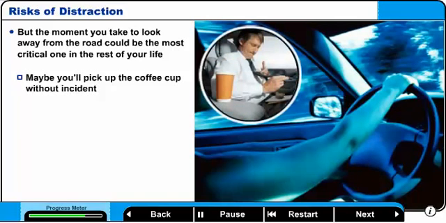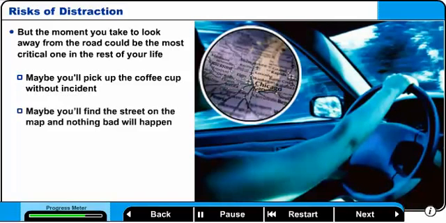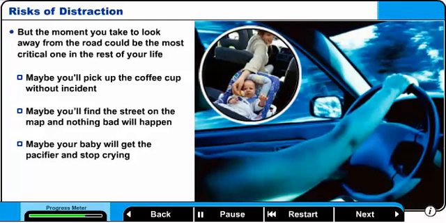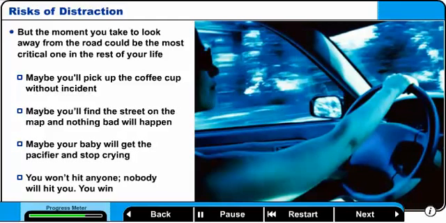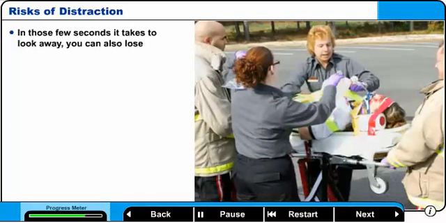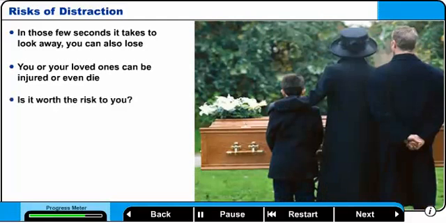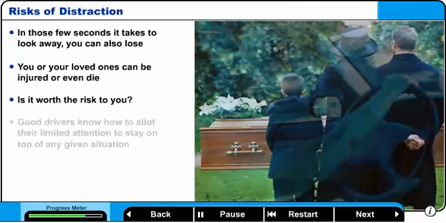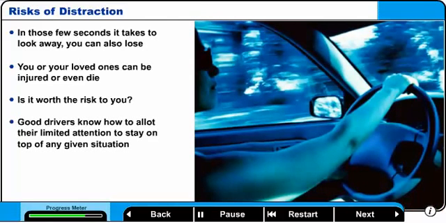Maybe you'll pick up the coffee cup without incident. Maybe you'll find the street on the map and nothing bad will happen. Maybe your baby will get the pacifier and stop crying. You won't hit anyone. Nobody will hit you. You win. But in those few seconds it takes to look away, you can also lose. You or your loved ones can be injured or even die. Is it worth the risk to you? Good drivers know how to allot their limited attention to stay on top of any given situation. Let's look at some tips for beating distraction.